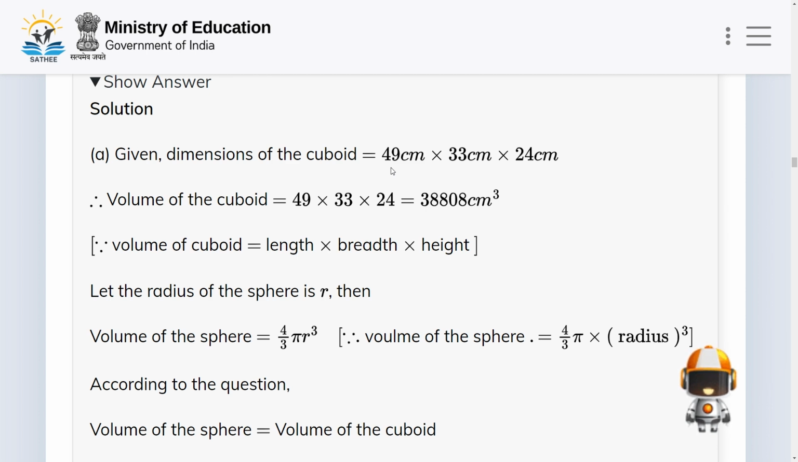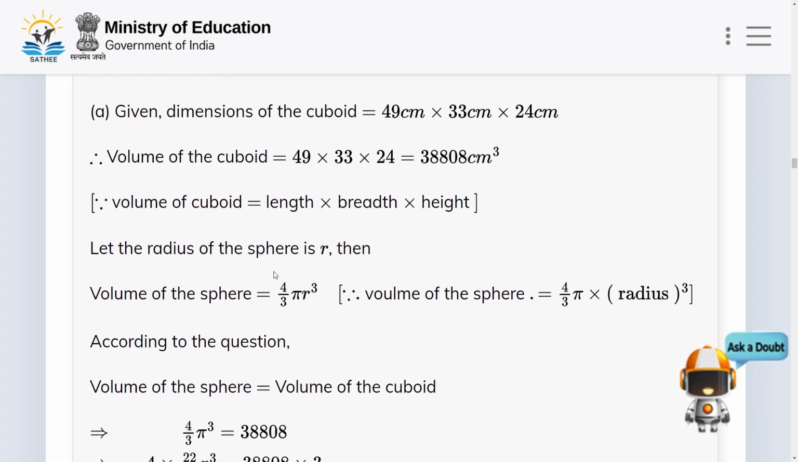actually 49 times 33 times 24, and this is equal to 38808 centimeter cube, since the volume of a cuboid is equal to length into breadth into height. Okay, so here the length is 49 centimeter, breadth is 33 centimeter, and height is 24 centimeter. Okay, so now let the radius of the sphere be r, then the volume of the sphere is 4 by 3 pi r cube.